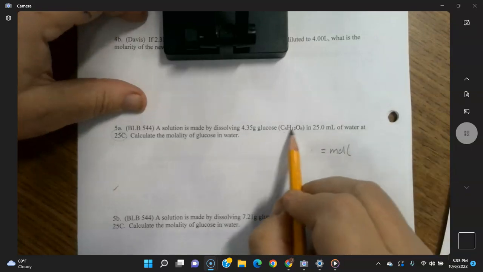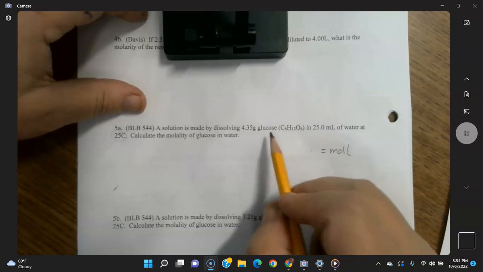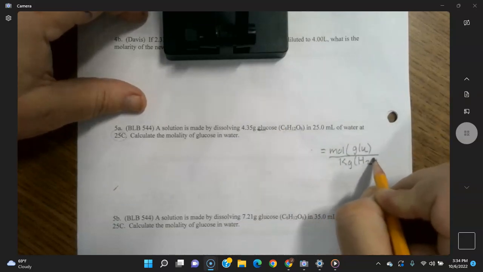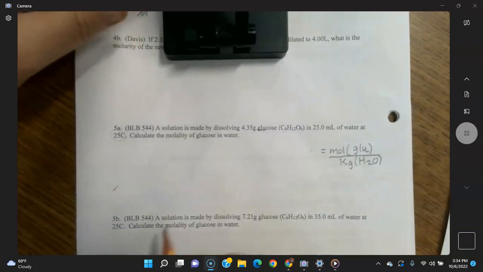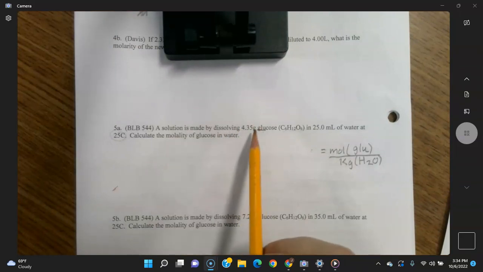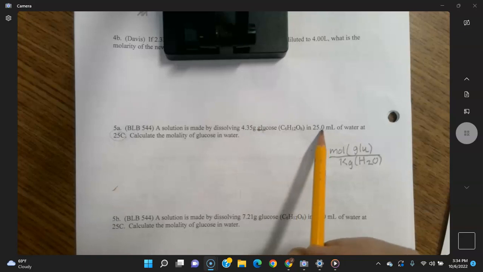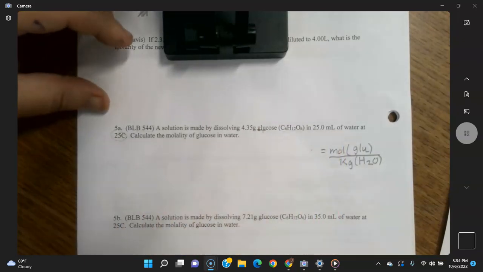And the solute is the glucose, but rather than writing that formula every time, I just call it GLU. We just call it glue. And the solvent is H2O. Okay? So what they said you're doing is you're taking 4.35 grams of glucose and putting it into 25 milliliters of H2O. So let's come way over here and write that.